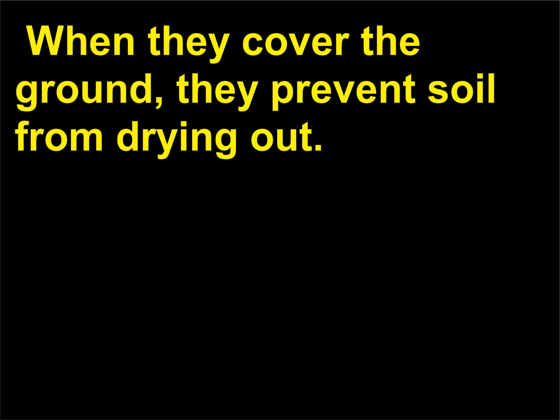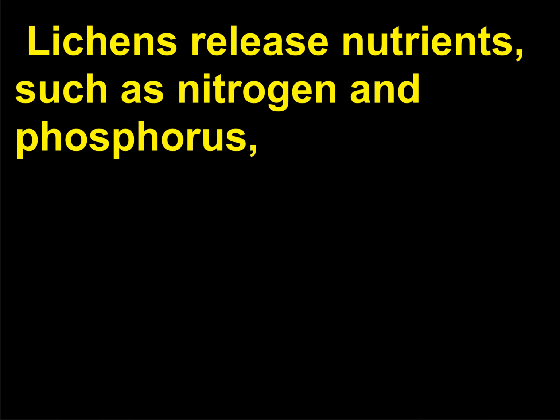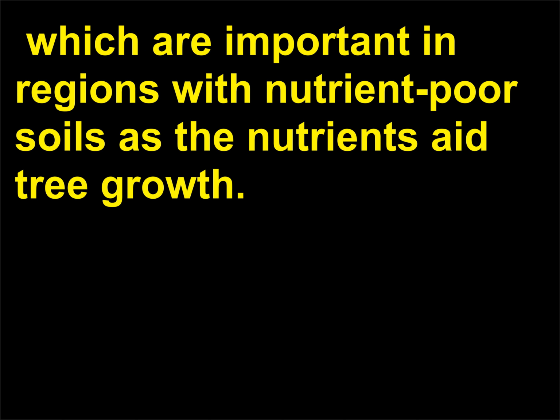When they cover the ground, they prevent soil from drying out. In desert areas they are able to capture and conserve the moisture present in fog and dew. Lichens release nutrients, such as nitrogen and phosphorus, which are important in regions with nutrient-poor soils as the nutrients aid tree growth.